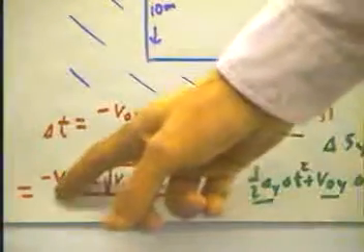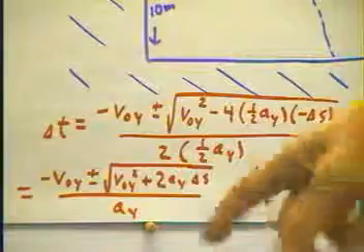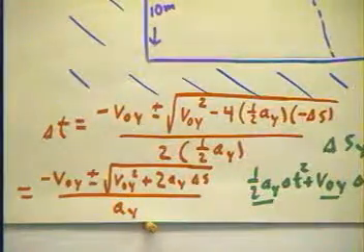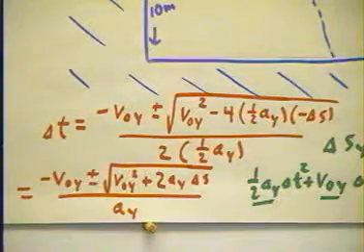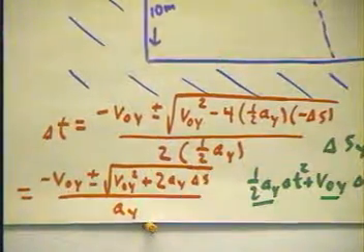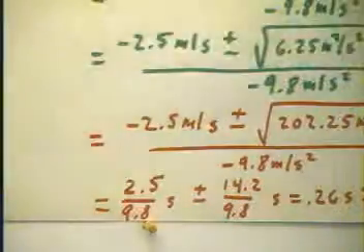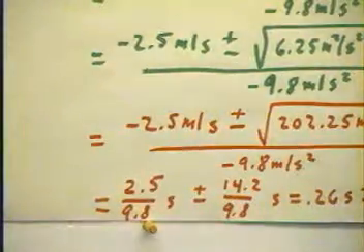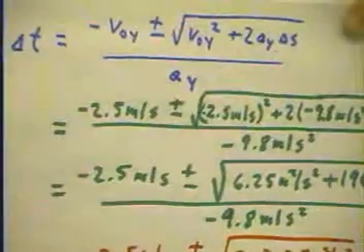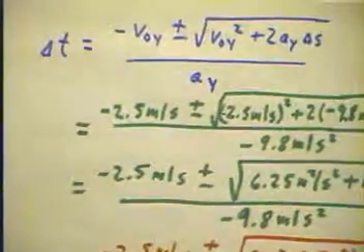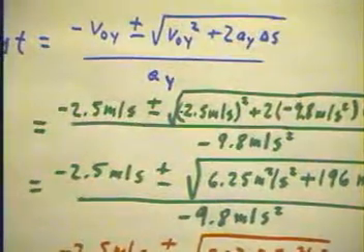Delta t is negative v naught y plus or minus the square root of v naught y squared plus 2ay delta sy, all over ay. All this is very straightforward. We simply plug the quantities in from the equation. Okay, just to recapitulate, here we have our solution for delta t.